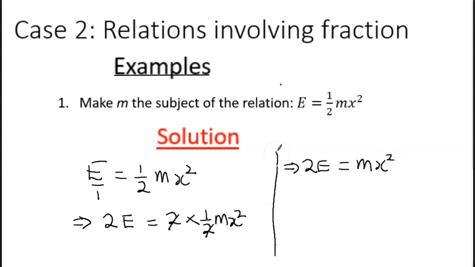Now we want to make m the subject. Let's divide both sides by x squared. So x squared will cancel x squared, and you have m is equal to 2E over x squared.